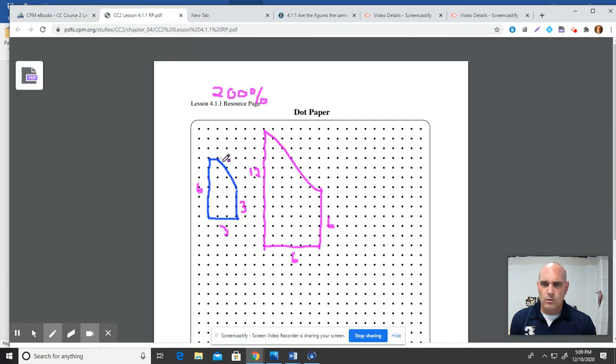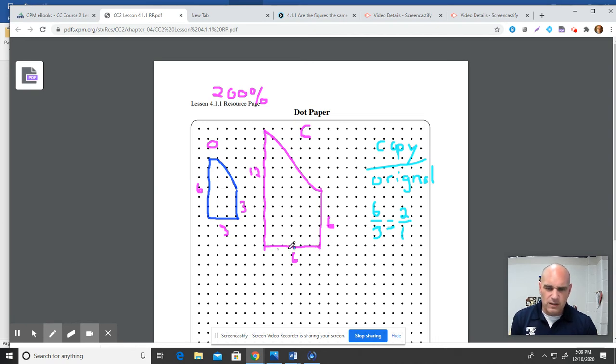So once again, this is my original. This is my copy. The ratio that I always use is the copy goes on top and the original goes on bottom. So let's take some corresponding sides and see if they match up. Copy over original. Here's the copy, here's the original. So it is 6 over 3, which reduces down to 2 over 1.